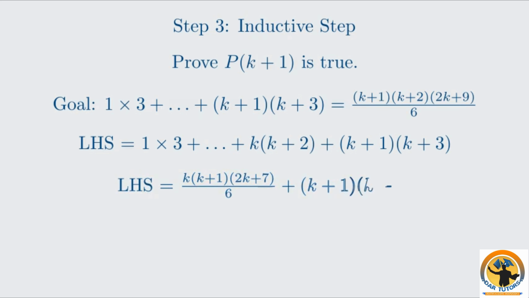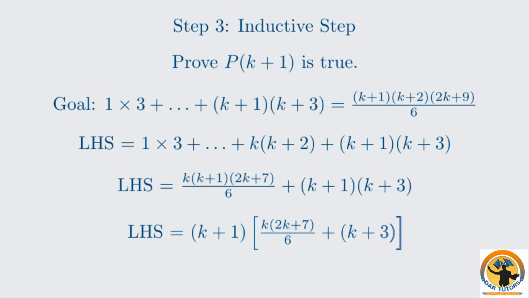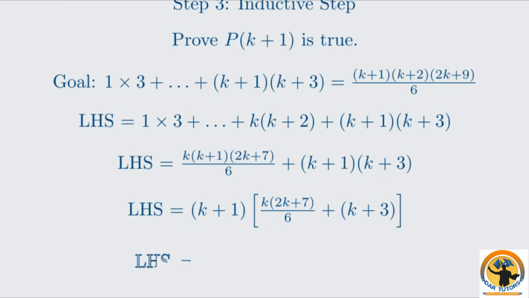This is the crucial step where we link P of k to P of k plus 1. Our task now is to simplify this expression and show it equals the right-hand side of our goal. Notice that k plus 1 is a common factor. Factoring it out gives us k times 2k plus 7 over 6, plus k plus 3. To combine the terms in the bracket, we find a common denominator of 6.